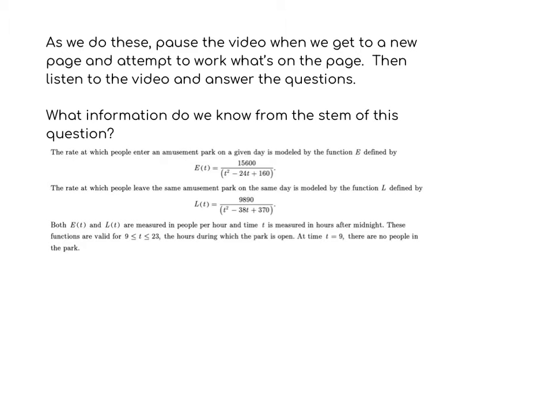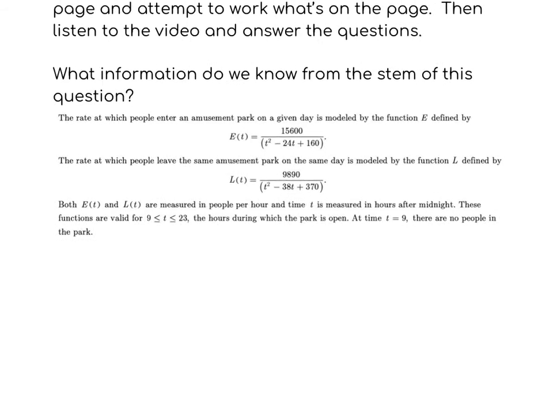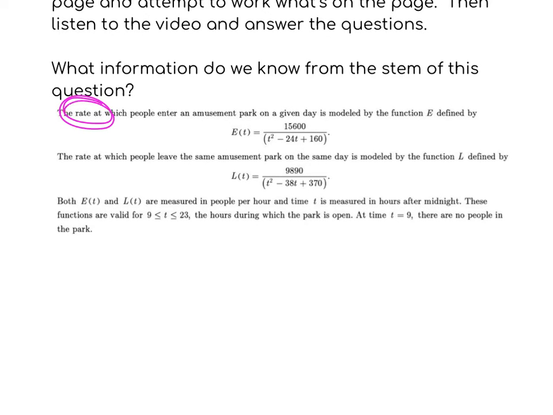All right, so we have the stem of a question here. The rate at which people enter an amusement park on a given day is modeled by the function E, for enter. This is a rate, the rate in, so that's when they're coming in. The rate at which they leave is L, so that's the rate out. Sometimes these questions have a rate in and a rate out, sometimes they just have a rate in. It depends on what kind of question we are looking at. This one has both rate in and rate out. Both E of t and L of t are in people per hour. These functions are valid from 9 to 23.